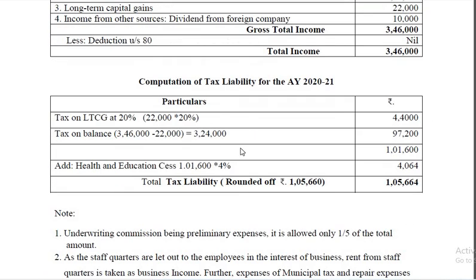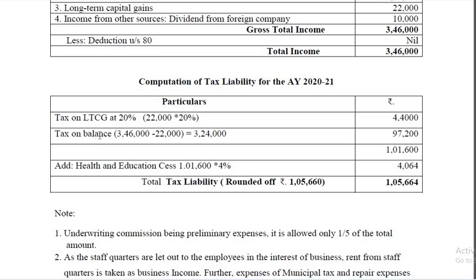The computation of tax liability. You have to find out whether any income is there where special rates are applicable. Do you have short-term capital gains taxable at 15%? No. Do you have long-term capital gains taxable at 20%? Yes. Then do you have casual incomes like lottery income? No. So only long-term capital gain, on which you have to apply the special rate of 20%, comes to 4,400. It should be 4,400 for your information. It is not 44,000, it is 4,400.